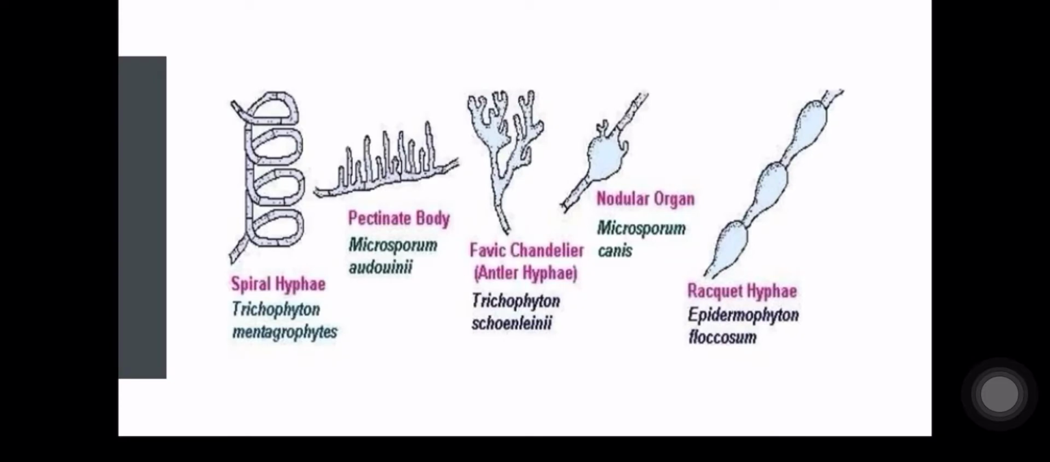So, just the basics of mycology, right? Which one has spiral hyphae? That's Trichophyton mentagrophytes. Which one has pectinate bodies? We have Microsporum audouinii. Those with favic chandeliers or antler hyphae, we have Trichophyton schoenleinii. Those with nodular organs, we have M. canis, and those with racket hyphae and thin, smooth, thin-walled macroconidia, we have Epidermophyton floccosum.